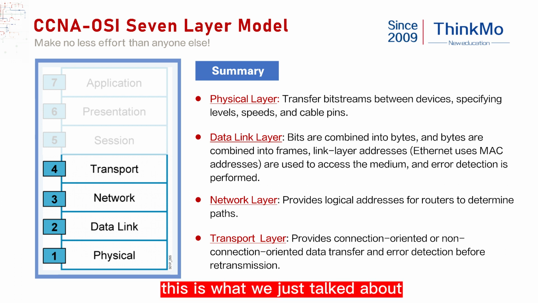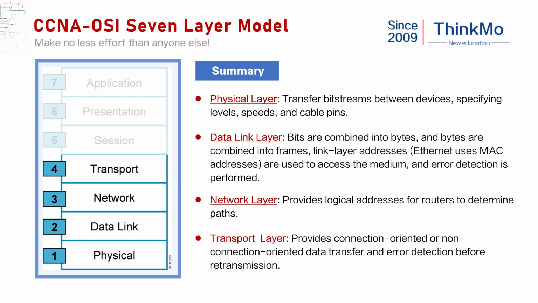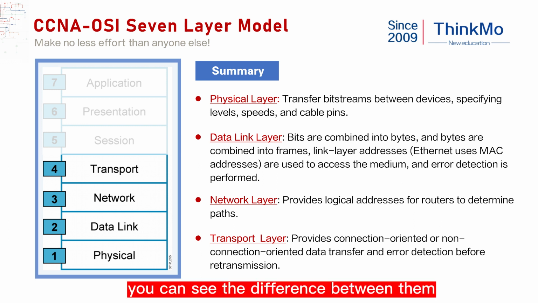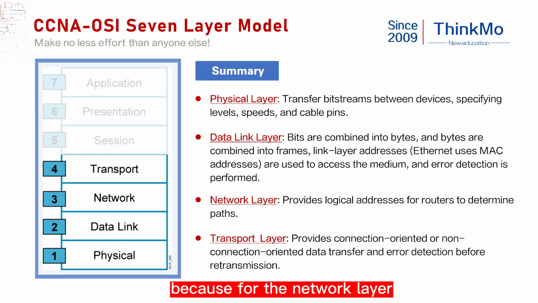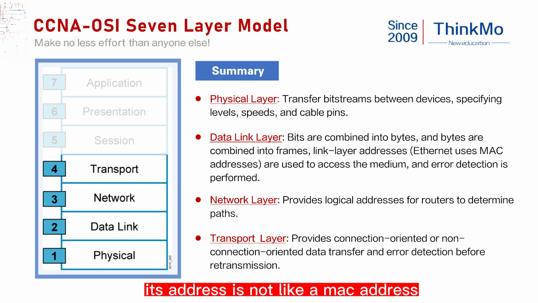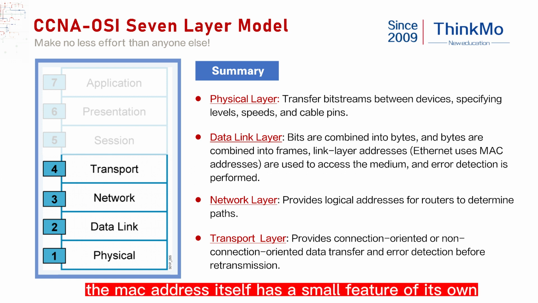This is what we just talked about. We finally make a conclusion. An address provided by the network layer is a logical address. You can see the difference between them. Why is the network layer called a logical address? Because for the network layer, its address is not like a MAC address. The MAC address itself has a small feature of its own.